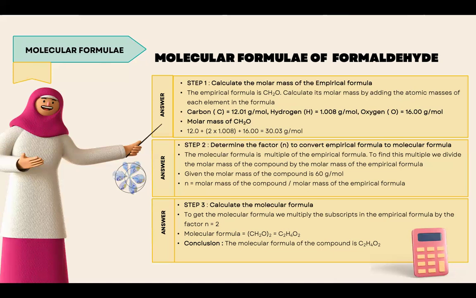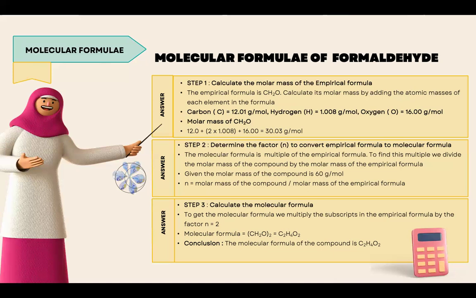Step 2: determine the factor needed to convert the empirical formula to the molecular formula. The molecular formula is a multiple of the empirical formula. To find this multiple, we divide the molar mass of the compound by the molar mass of the empirical formula. Given the molar mass of the compound is 60 grams, n is equal to the molar mass of the compound divided by the molar mass of the empirical formula.